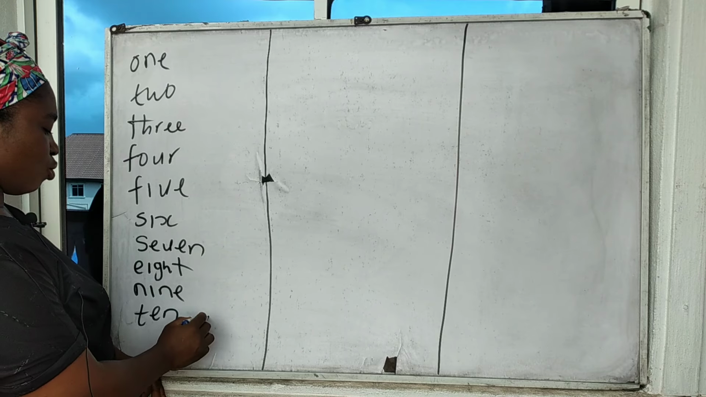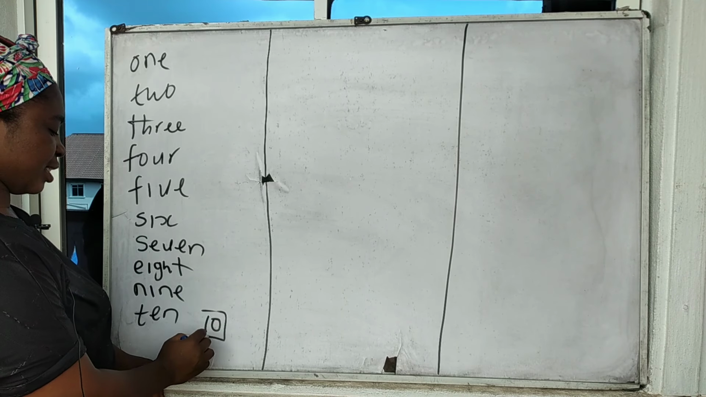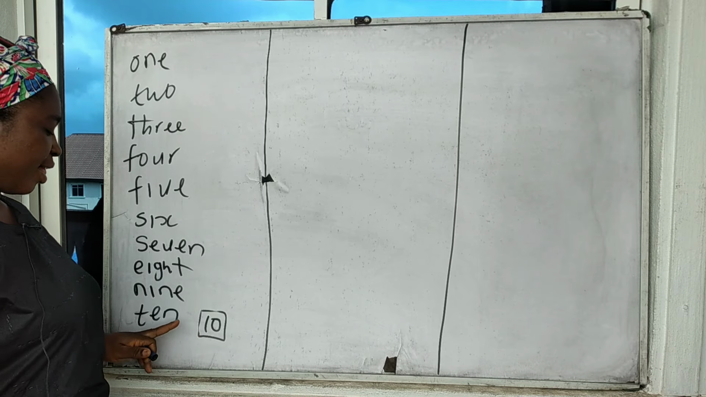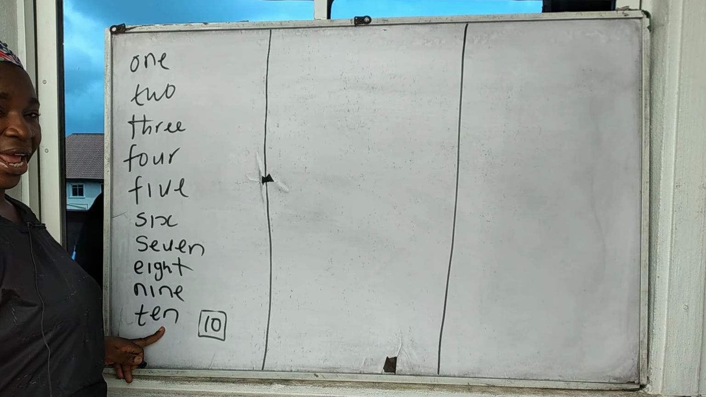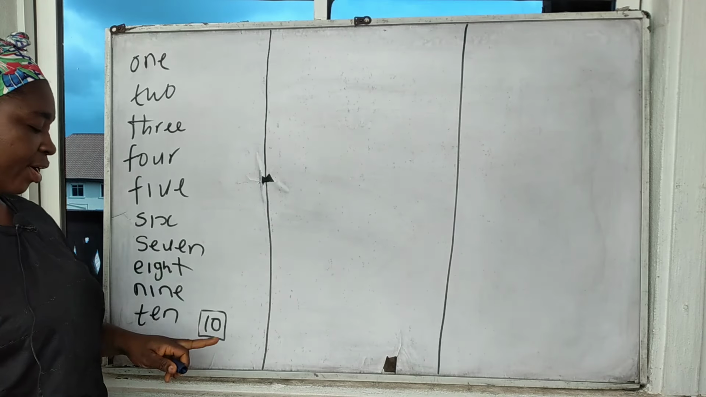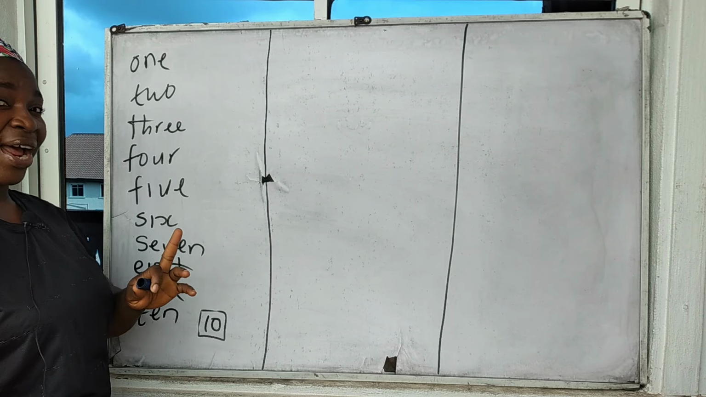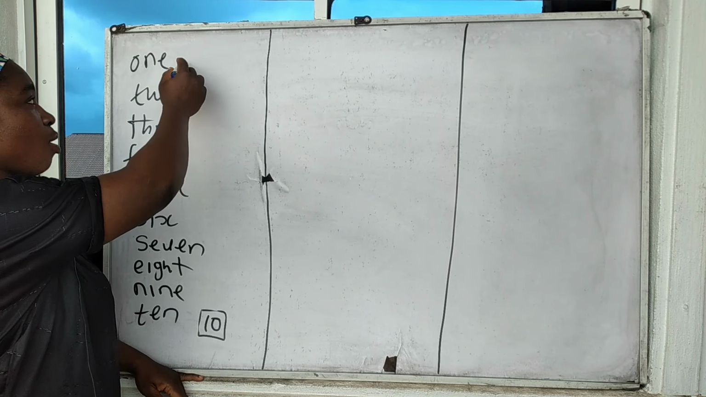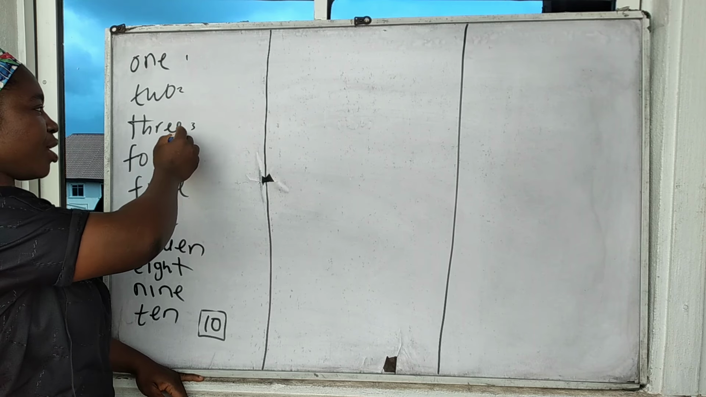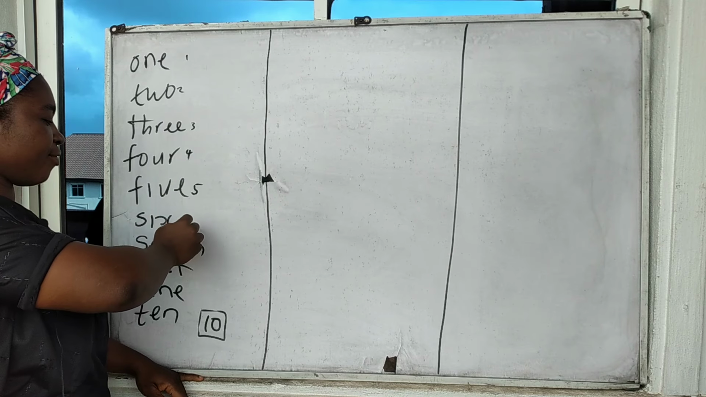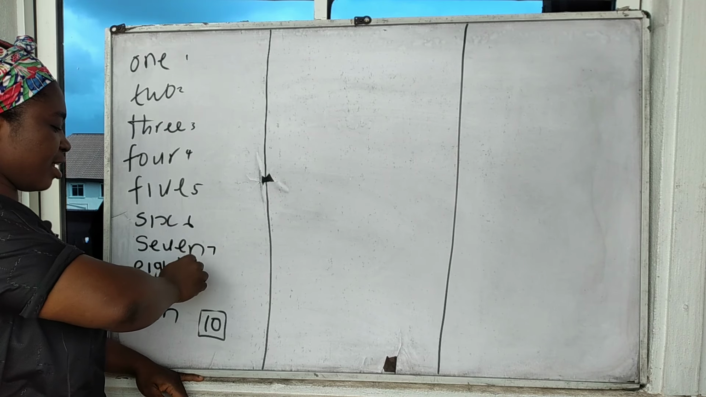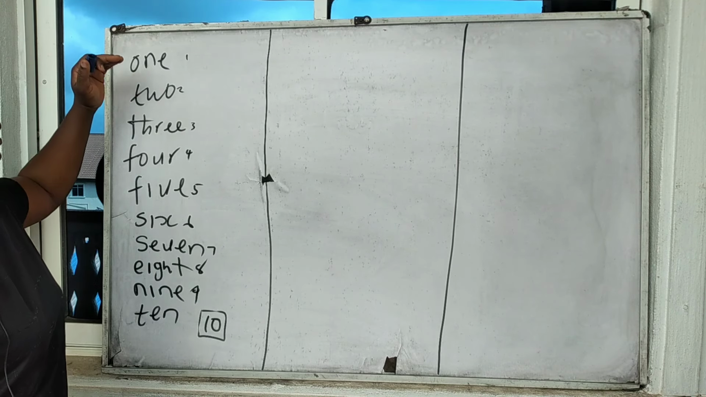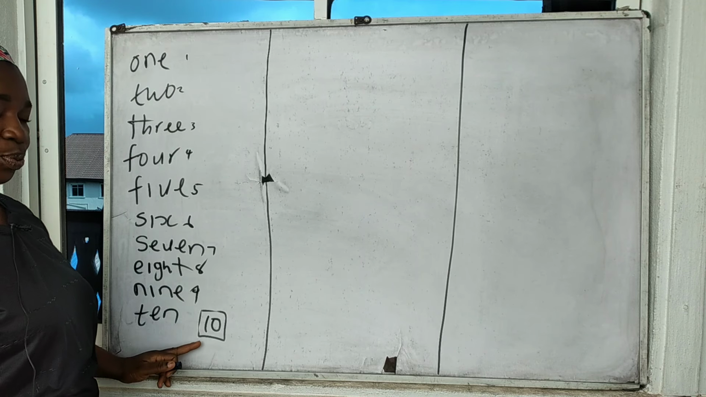Now this is where we have two figures like this. Remember, this is figure, this is word. When we are asked to write in figure, we are talking about this, and write in words, we are talking about this. So this is 1 2 3 4 5 6 7 8 9 and 10. So these are single digits up to this point.